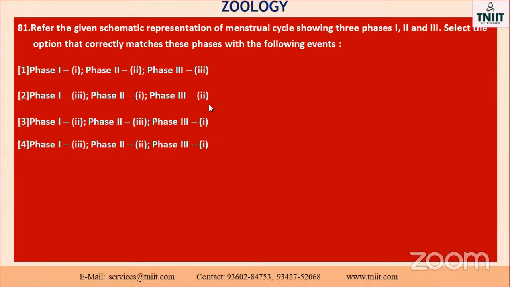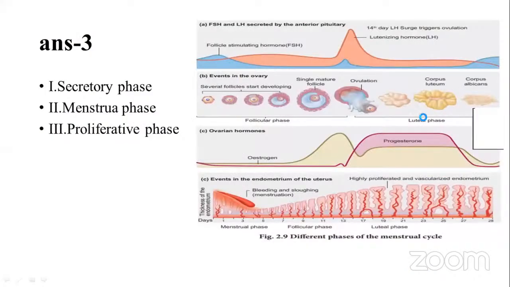The same process is also given here. Refer to the given schematic representation of the menstrual cycle. So in three phases, 1, 2, and 3, select the option that correctly matches these phases with the following events. They have given it, but there is no diagram available already. See, this is the phase. First one is called the secretory phase, menstrual phase, and proliferative phase.